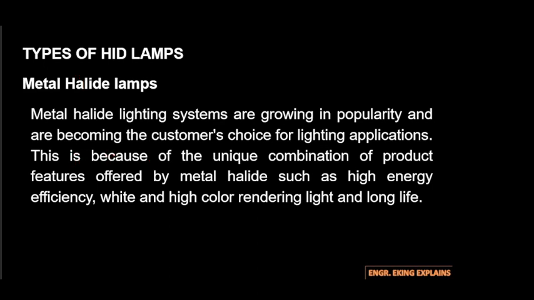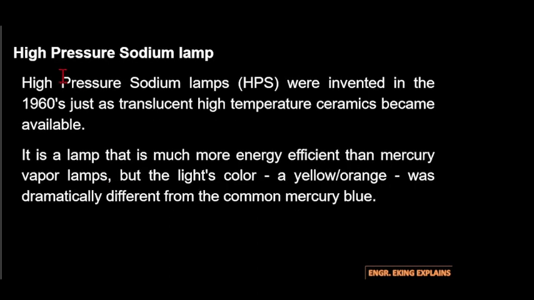Okay, then we have high pressure sodium lamp or HPS. So these were invented in the 1960s as a translucent high temperature ceramic became available. So it is a lamp that is much more energy efficient than mercury vapor lamps, but the light's color is a yellow or orange. This color is much different than the common mercury blue.